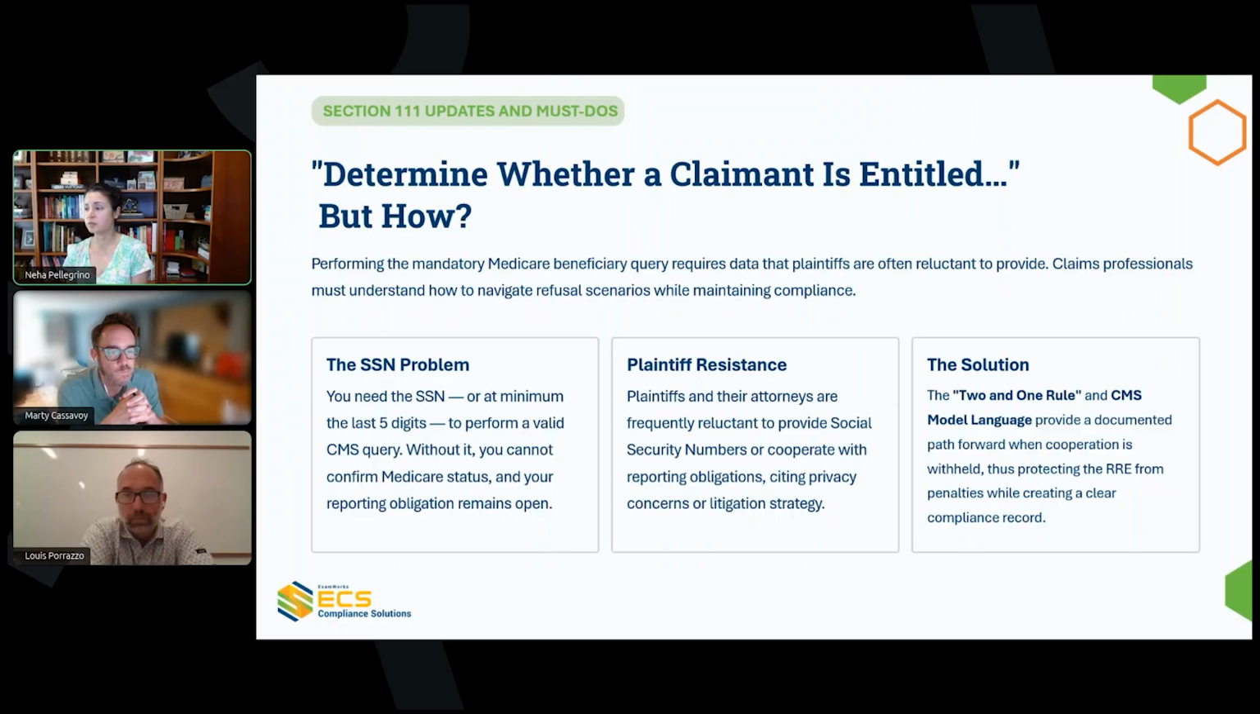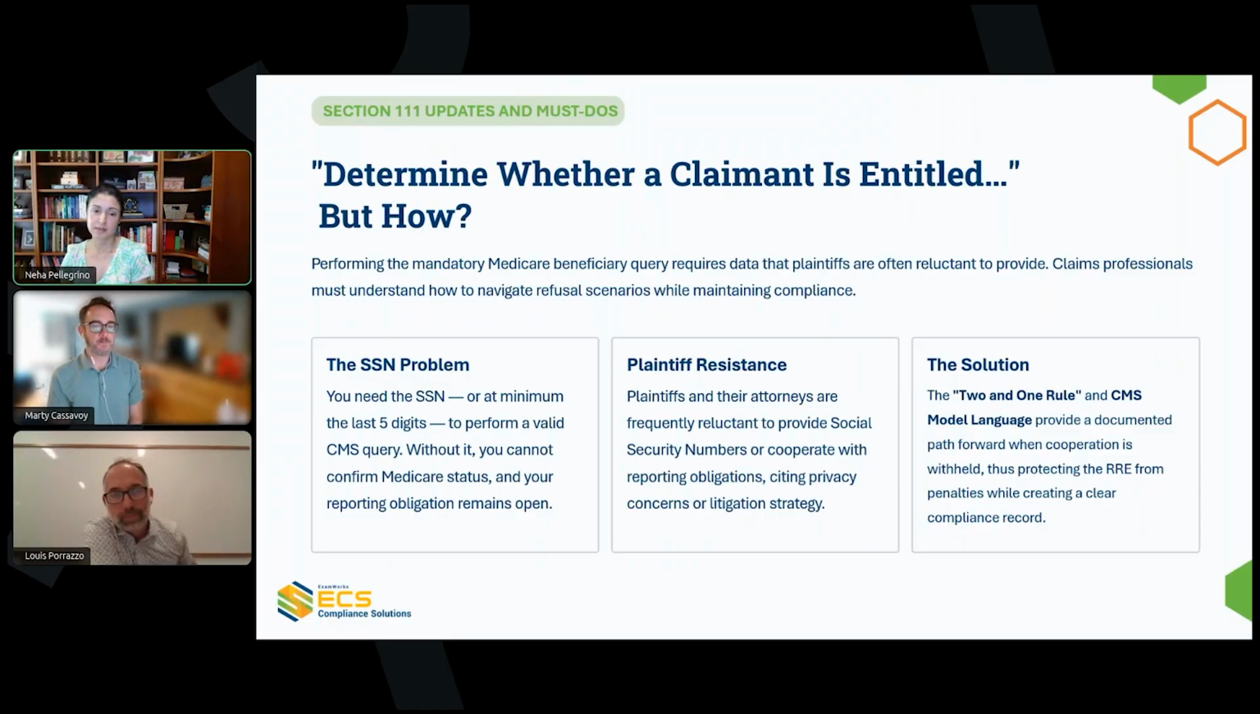Well, we could utilize CMS's model language, which is essentially a form letter that explains the need for that information, as well as spells out exactly where to find that information on one's Medicare card. And not only that, the form also provides space for the individual to certify a refusal to provide the Social Security number. And now you may be thinking, the whole point of sending the form was to obtain information to comply with reporting, so why does the refusal matter?